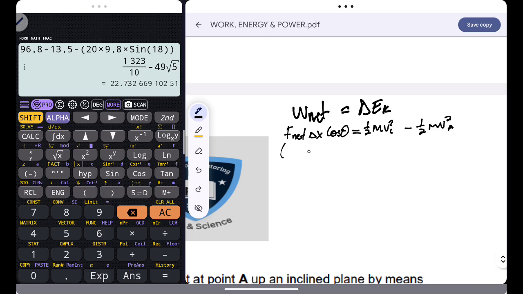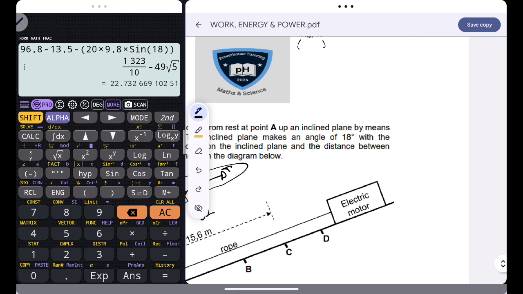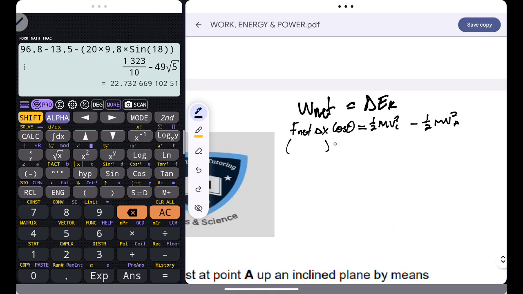The value of my F net, I know that delta x is 15.6, that was a given. 15.6 cos of 0 degrees. This is equal to 22.73.